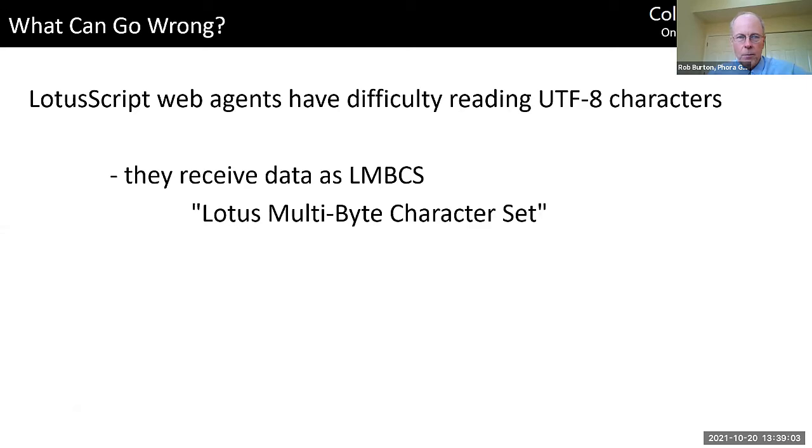I can send outbound on my web agents. I can send UTF-8 characters. I can do requests to external services and get content back in UTF-8 characters. I can even get my Notes documents to work with UTF-8 characters. But when a web agent receives post content in, the only string I can get out of it is this LMBCS. So if someone has a good way around that, I'd like to know. Right now, that is kind of something of a pain we have to work around.